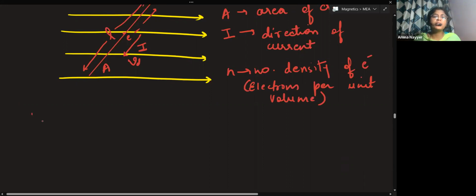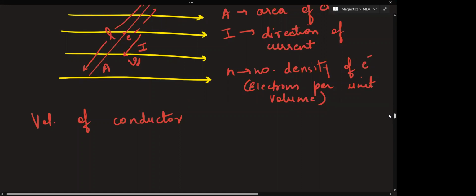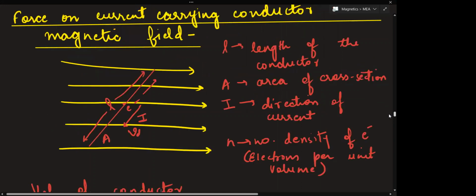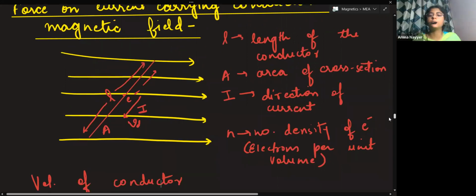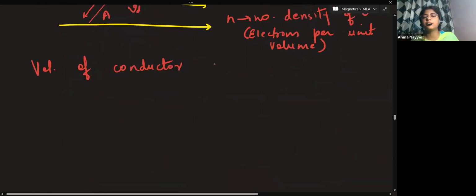So what will be the volume of conductor? Can anyone tell volume of this conductor? All the data has been mentioned to you. Volume of the conductor. Area into length. Yes, exactly. V will be area multiplied by the length.